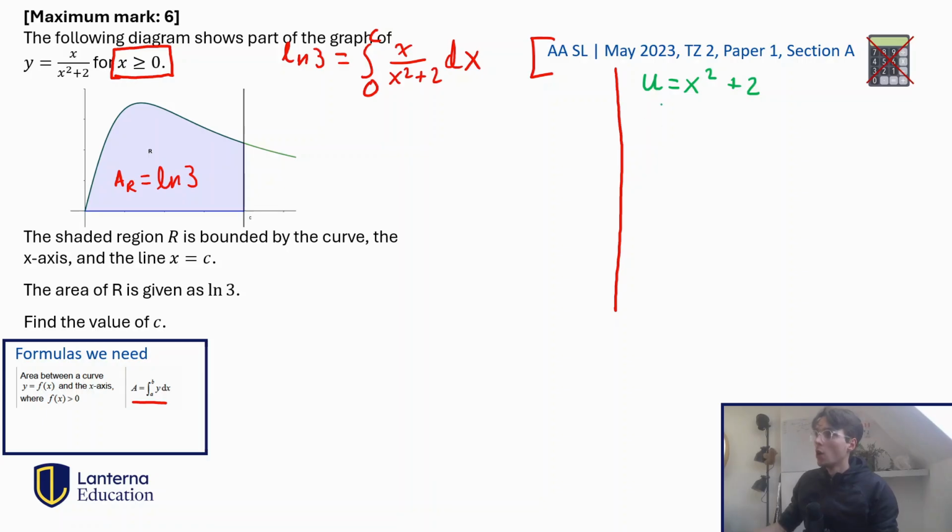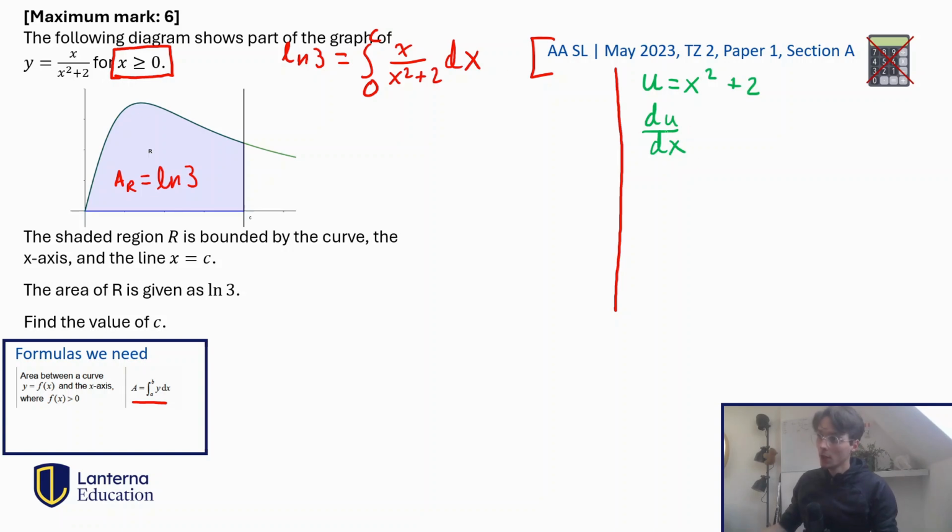Okay, what do I need to do in u substitution? Well, now I need to find du divided by dx, because I can't just substitute u in just yet, because I've got this dx I need to get rid of first. So du dx, what does that mean?